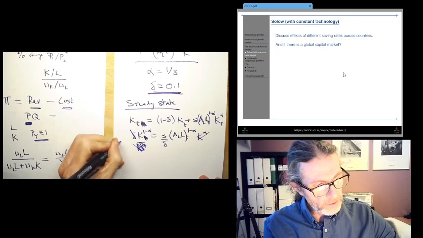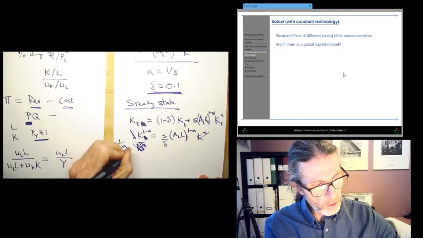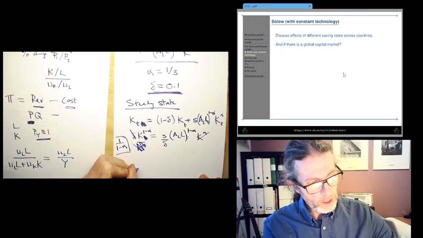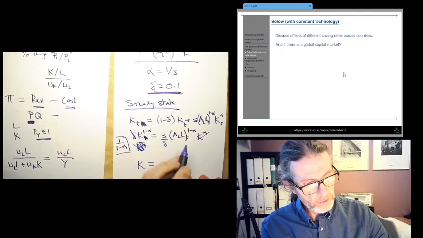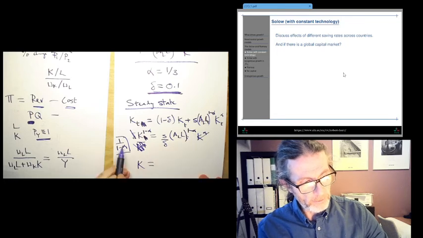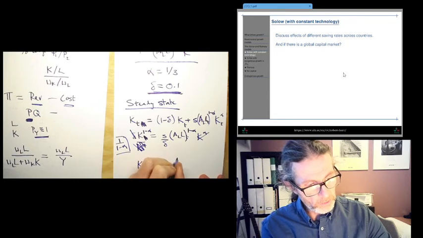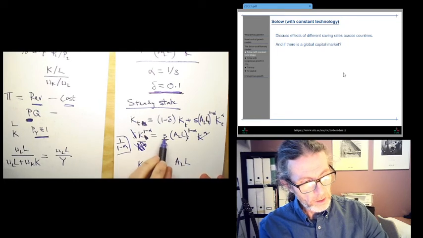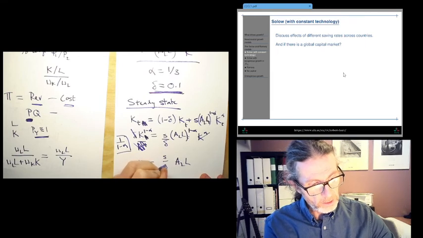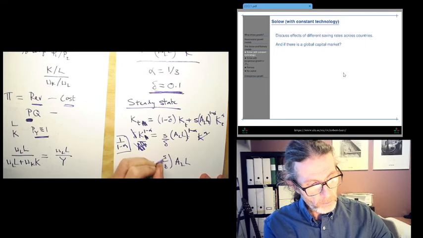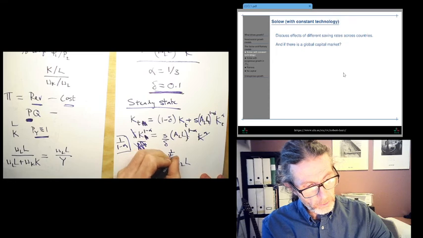Now we raise everything to the power of 1 over 1 minus alpha, and we get K is A L to the 1 minus alpha to the 1 over 1 minus alpha, which is just A L, and the s over delta to the 1 over 1 minus alpha.